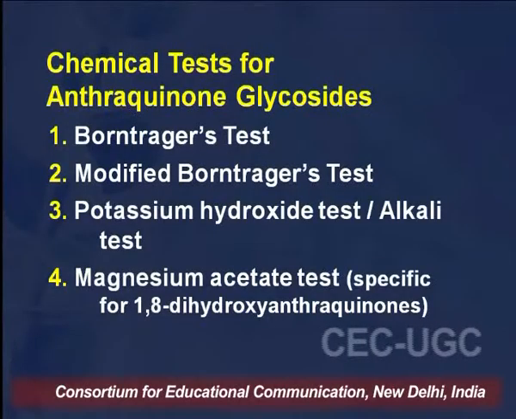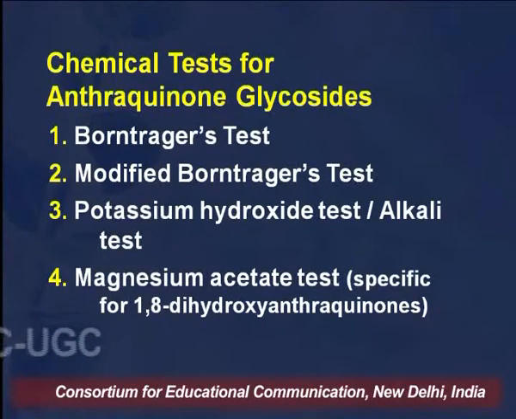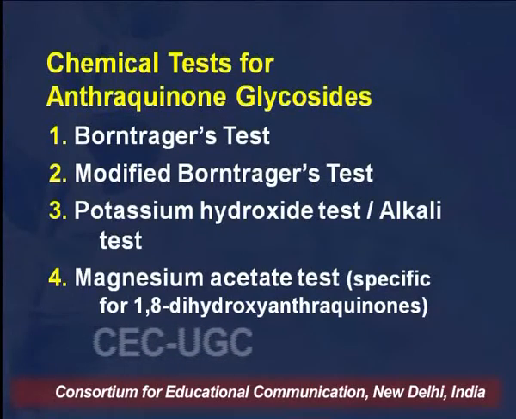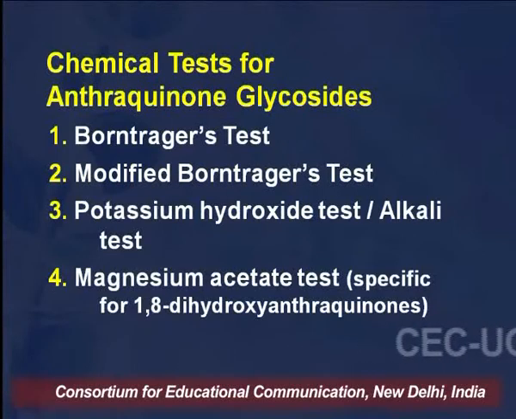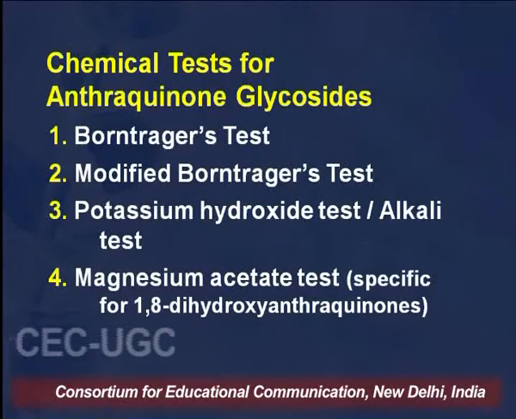Now the third test is the potassium hydroxide test, also known as the alkali test. In this, whenever you treat the plant material or the powdered plant material with an alkali, say a solution of potassium hydroxide, it will immediately give you a red color. That will indicate the presence of anthraquinone glycosides. Now this alkali test is largely used to locate the accumulation of anthraquinone glycosides in different tissues.